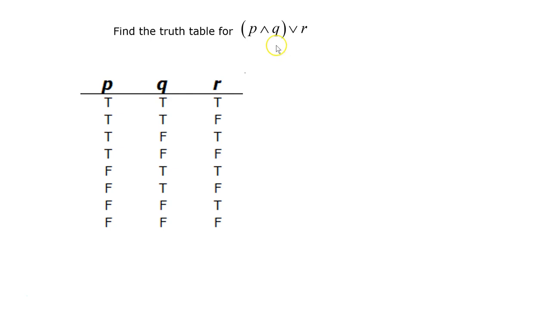Now, I'm looking to do the intersection of P and Q unioned with R. So if I go through this process, the first thing I have to do is figure out what the intersection of P and Q's truth table is. So that's the first one I come up with and I start doing.